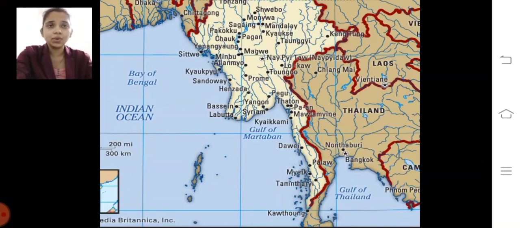So three wars happened between the Britishers and Myanmar. The first war, in 1827, was won by the Britishers. Already we had discussed this in lesson number 4. In the first war, the Britishers defeated Myanmar and took over the Assam and Manipur regions of Myanmar. They also defeated Myanmar in the second war.